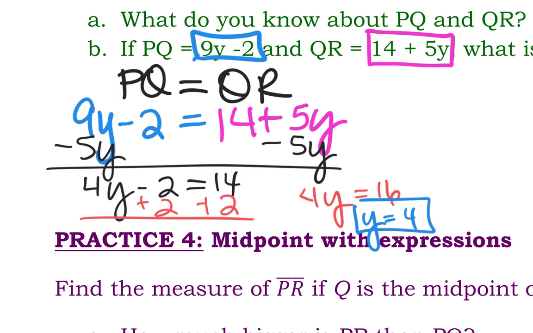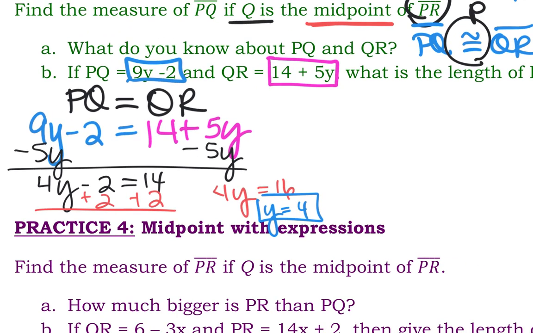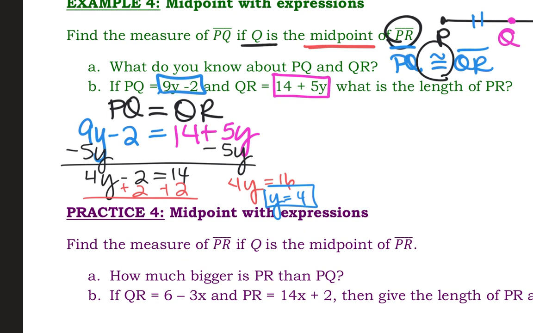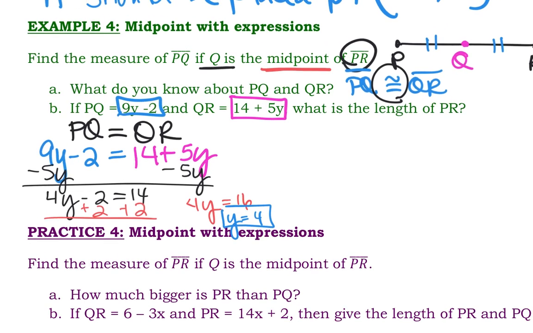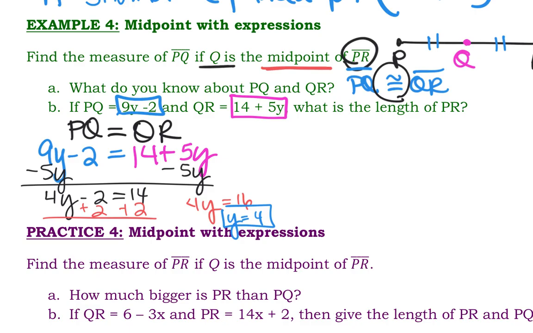Okay, but I didn't ask for y, right? The question was, what is the length of P to R? And I don't even have an equation for P to R. What do you think we can do to figure out the length from P all the way to R? What can I add? You're right, we could add. What could we add? Not just 4, though. I know y is 4.